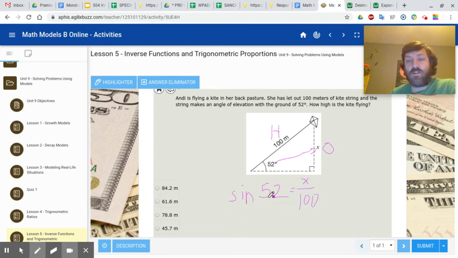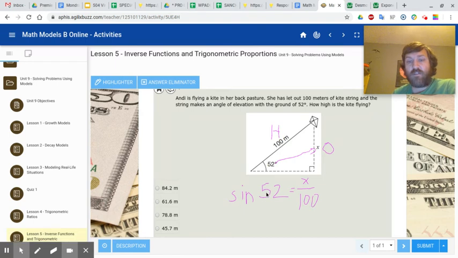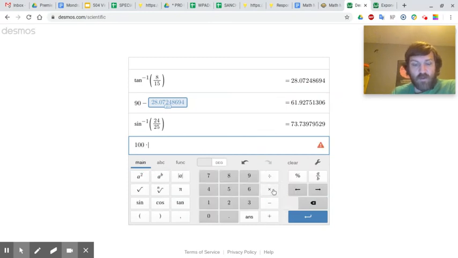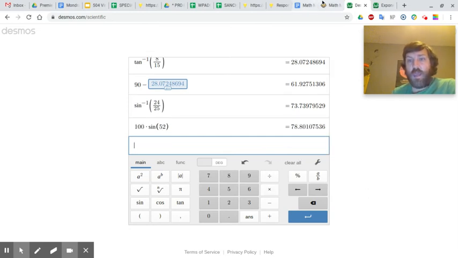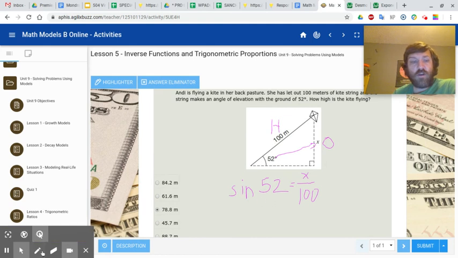So without getting into too much detail, we know we're going to multiply by 100 to get rid of it on this side and multiply it by this over here. So we're going to do 100 times the sine of 52. And we get 78.8. Go back and see if we got that. There it is right there. And so that's what I got to do for all of these. You got to figure out which function am I using. And the reason I knew it was sine was because it's opposite for the x and hypotenuse for the 100.